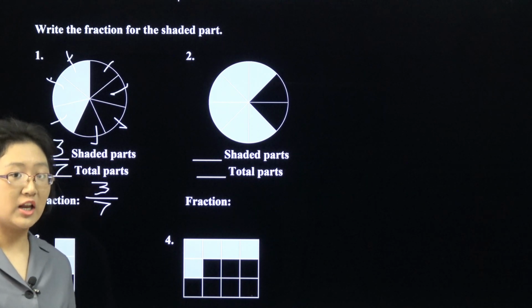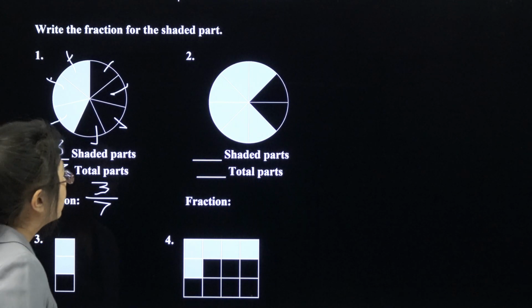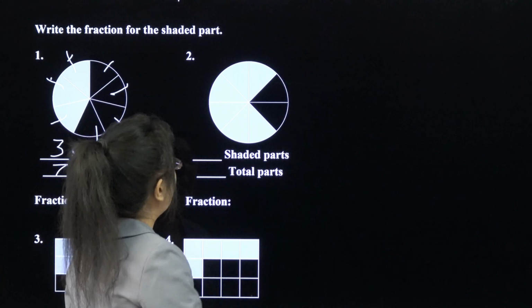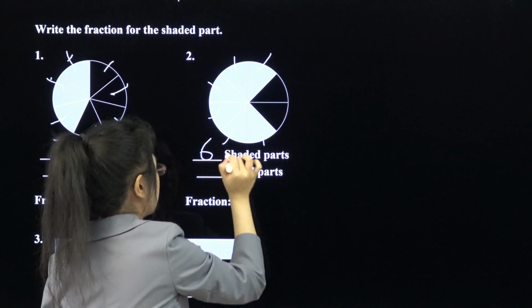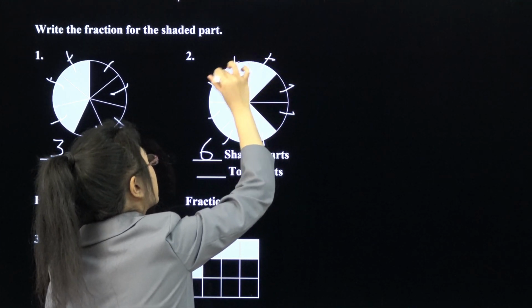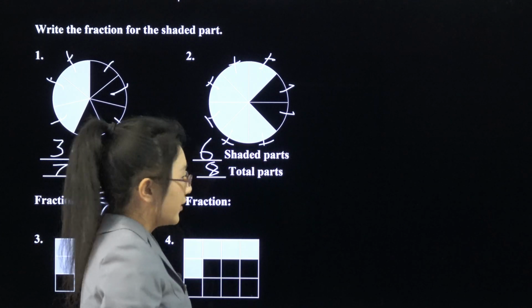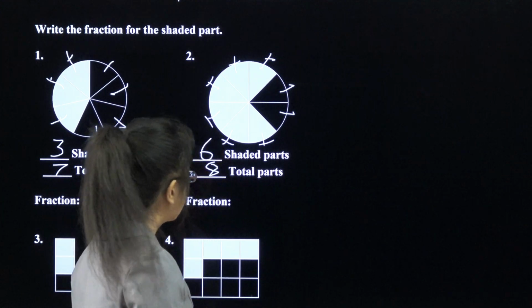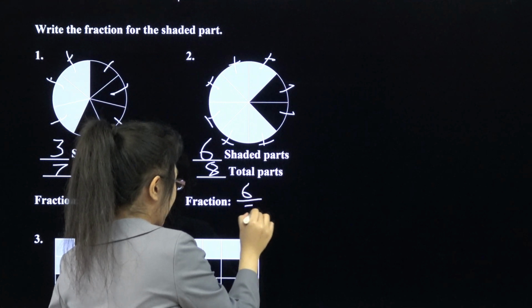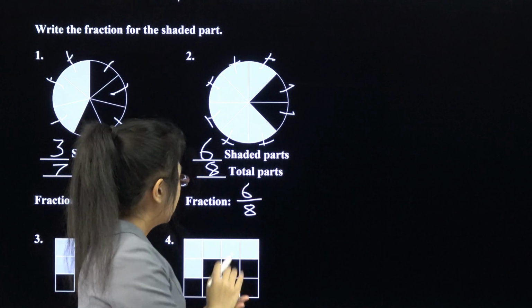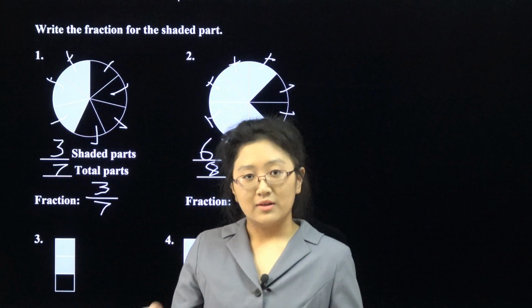Remember to count the shaded parts in the total parts. Because if you don't count the shaded parts, then you're not counting all the parts, which means that you're not counting the total parts. Here we have 1, 2, 3, 4, 5, 6 shaded parts, and 1, 2, 3, 4, 5, 6, 7, 8 total parts. Now the fraction here would be shaded parts over total parts, which is 6 over 8. This fraction is not in its simplest form, but you will be learning simplest form not in grade 2.